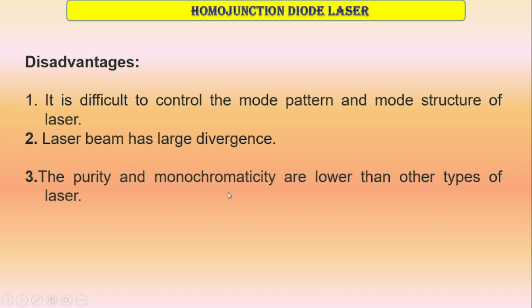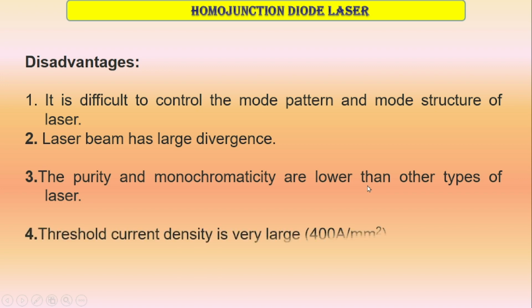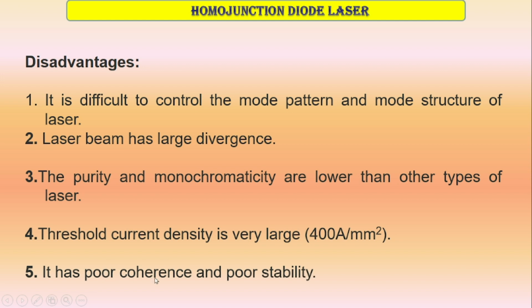The purity and the monochromaticity are lower than other types of lasers. The threshold current density is very large and it has poor coherence and poor stability. So these are some disadvantages of homojunction diode lasers. Now let us see some applications of this type of diode laser.